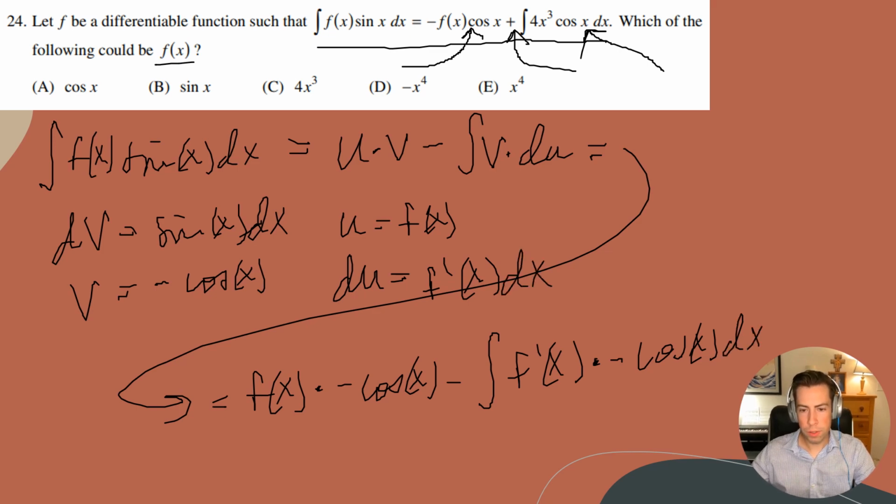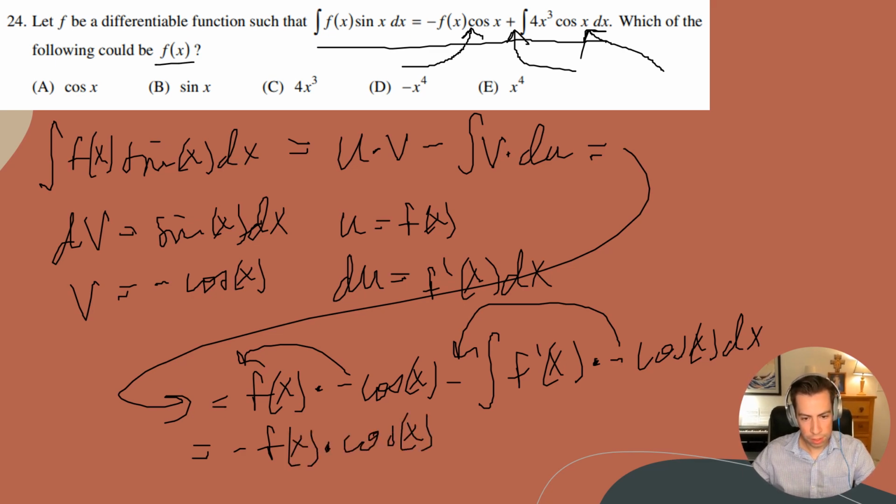All right, so if we have that and we simplify it down, we can pull this negative out. And if I move the negative to the front here, I then have negative f of x multiplied by cosine of x plus the integral of f prime of x times cosine of x dx. So that checks out with that equation, and now all I have to do is some plug and chug.